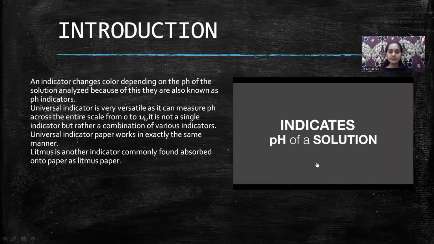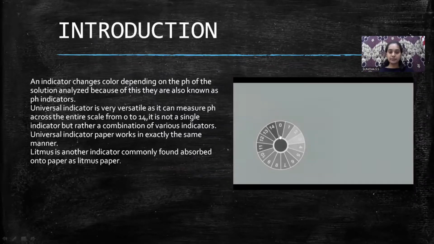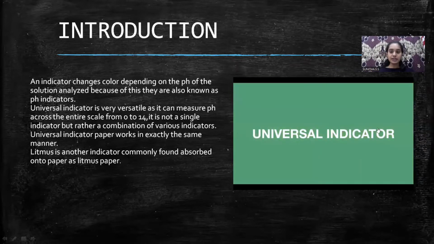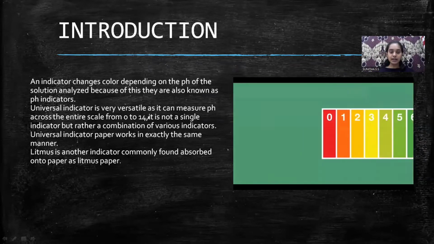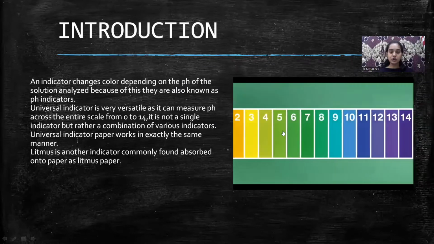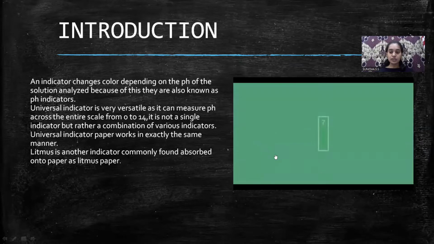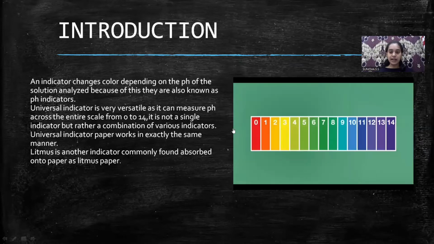An indicator is a substance which helps to indicate the pH of a solution. An indicator changes color depending on the pH of the solution analyzed. Because of this, they are also known as pH indicators. Universal indicator is very versatile as it can measure pH across the entire scale from 0 to 14. It is not a single indicator, but rather a combination of various indicators.